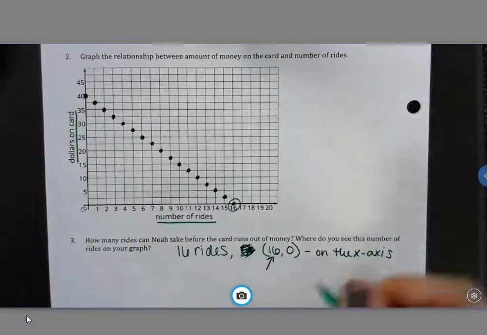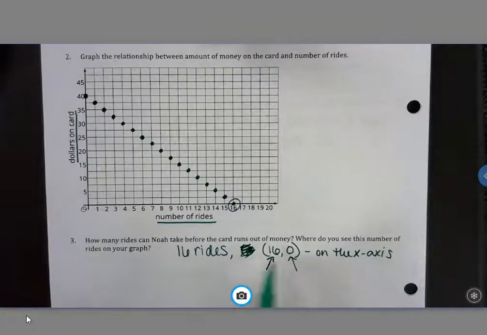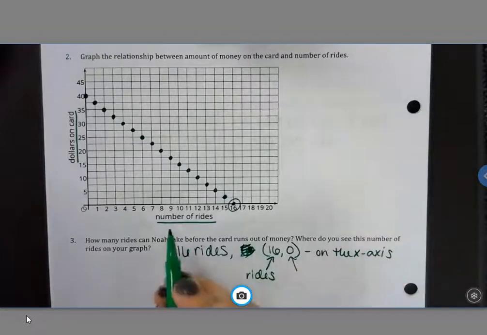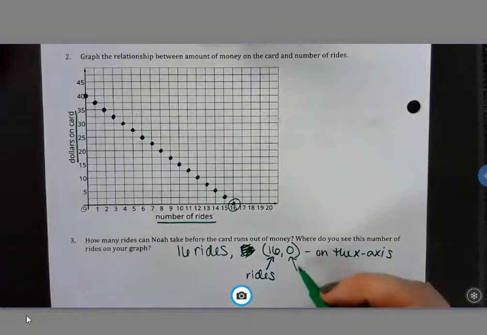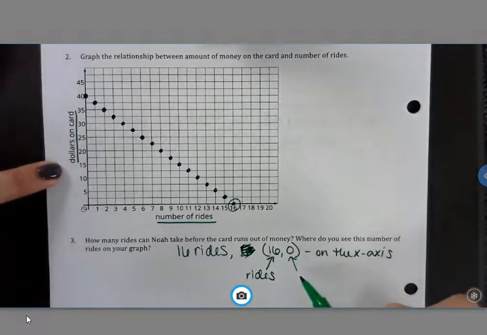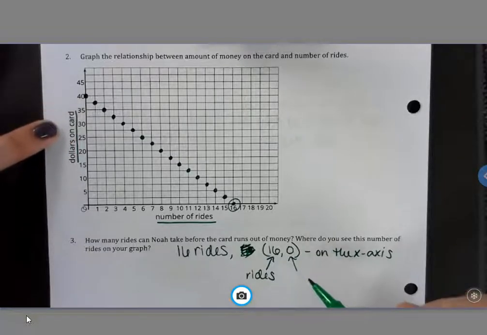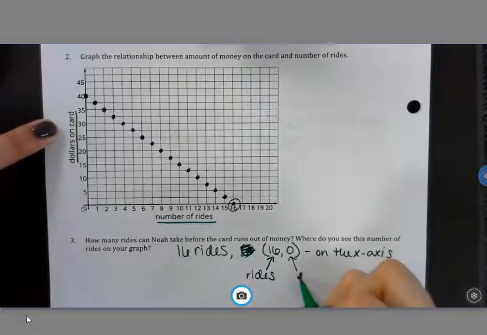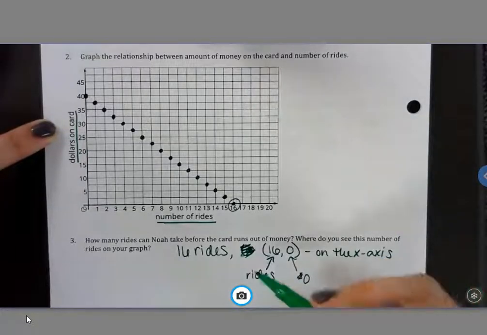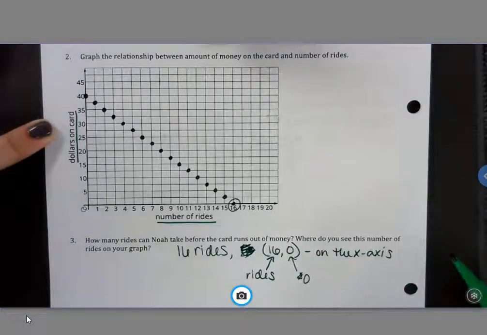Remember that we can look at each point and be able to tell exactly what it means. So 16 represents rides because that's the x value. The 0 would represent the y-axis, which is the dollars on the card. So 0 means that he has $0 left. So at the point 16 rides, he would have no money left.